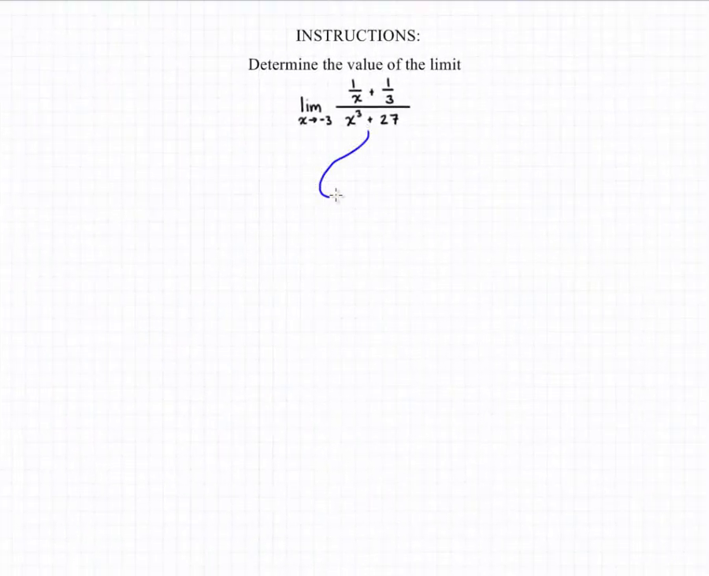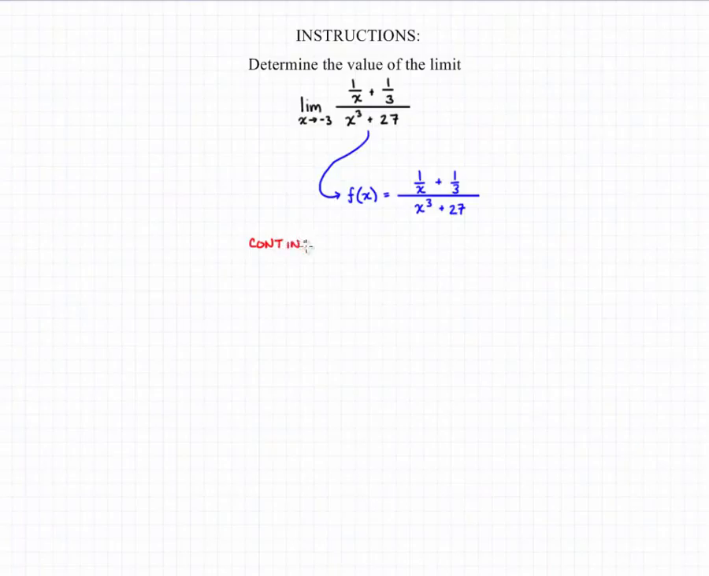In order to find the value of the limit, we first need to recognize that we're dealing with the limit of a function, f of x equals (1 over x plus 1 over 3), all divided by x cubed plus 27. Now we'd prefer to use direct substitution to solve this limit, but we can only do that if the function is continuous at the value the limit is approaching.